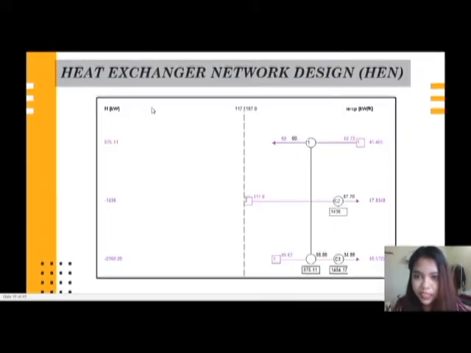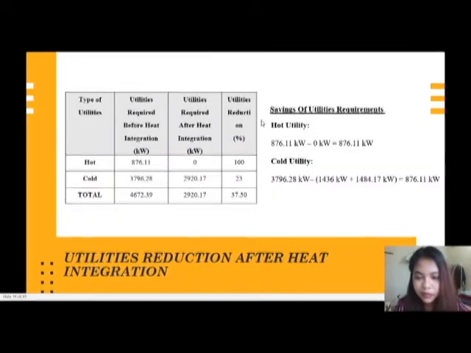Next, moving on to the heat exchanger network design. From this grid diagram, we are able to know that we can apply a heat exchanger from stream 1 to stream 3, and we also need two coolers here for stream 2 and stream 3. Next is the utilities reduction of the heat integration. Initially we require 876.11 kilowatt, and after heat integration we manage to reduce it to 0 kilowatt, and this implies that the utilities reduction is 100%, which is very good.